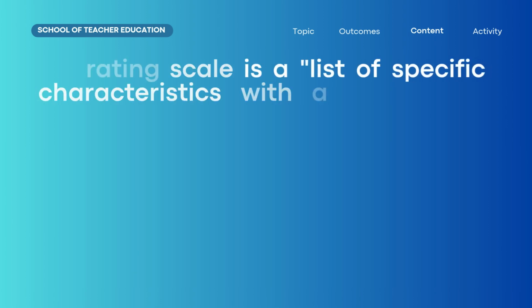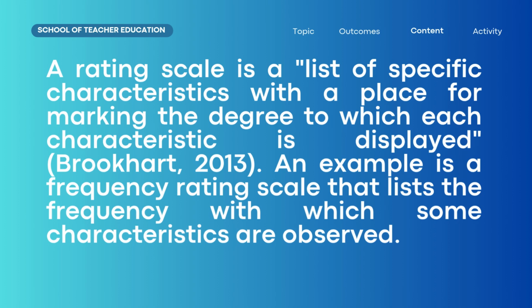Now let's proceed to the rating scale. A rating scale is a list of specific characteristics with a place for marking the degree to which each characteristic is displayed. Usually we use frequency ratings, such as always manifested, often manifested, rarely, and so on. The difference between a checklist and a rating scale is that with a rating scale you can pick from 5 to 1, or 4 to 1, or 7 to 1, on a Likert scale, for the performance or output of that learner. However, in a checklist, you will just check or X the occurrence of that behavior or observable trait. So please take note of that.